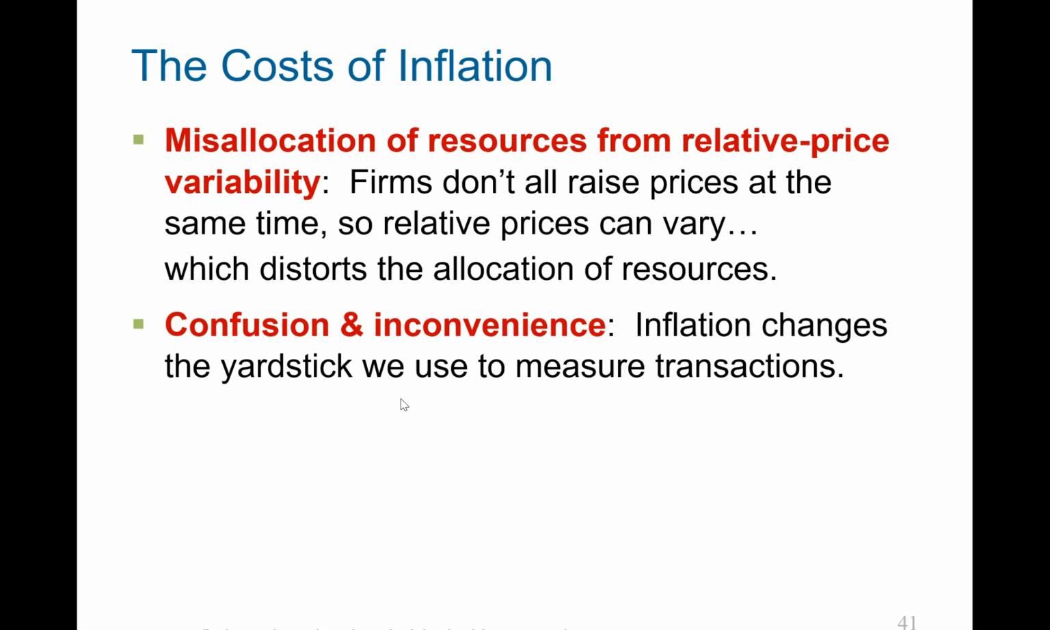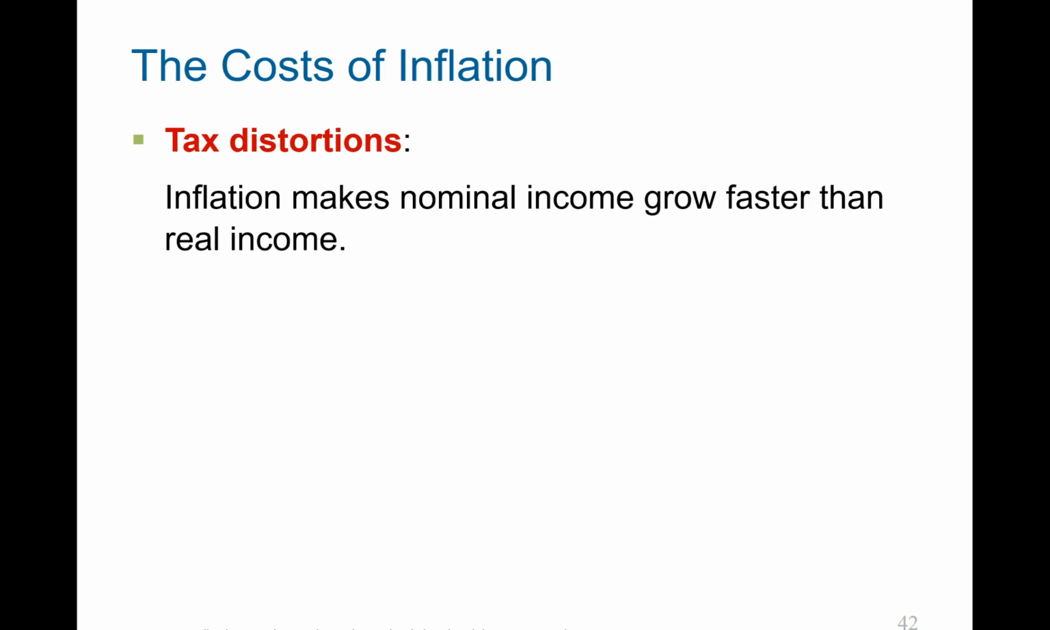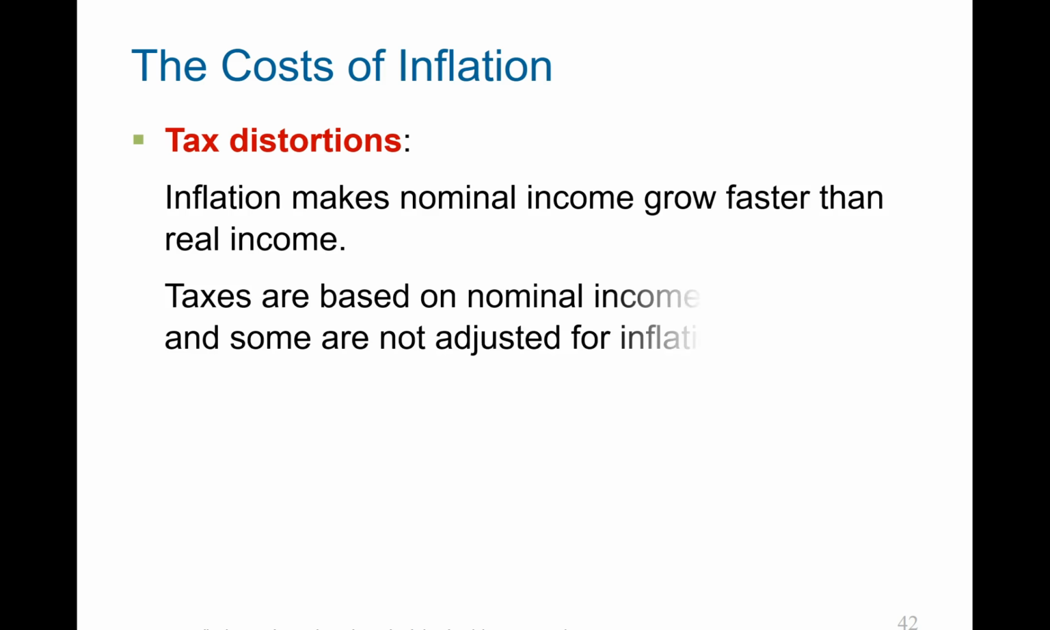Some tax distortions come from inflation. It makes nominal income grow faster than real income, right? So we're earning more on paper because our wage is going up with inflation. However, our real income, what we're keeping and what the purchasing power of those dollars is, is different. And so nominal income grows faster than real income, but our taxes are based on nominal income.